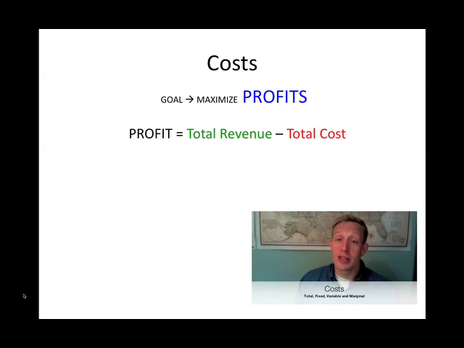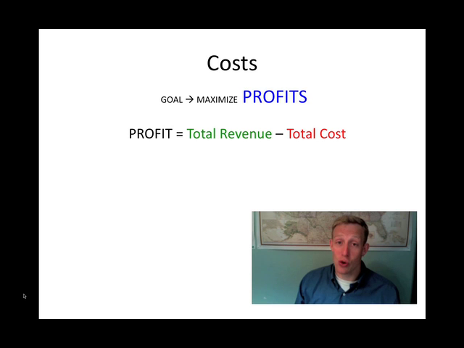Total revenue is indeed the money the firm brings in, but a firm that makes lots and lots of money can easily be unprofitable if their costs are out of control. And if you don't pay attention to costs as someone running a business, you're going to be in big trouble.